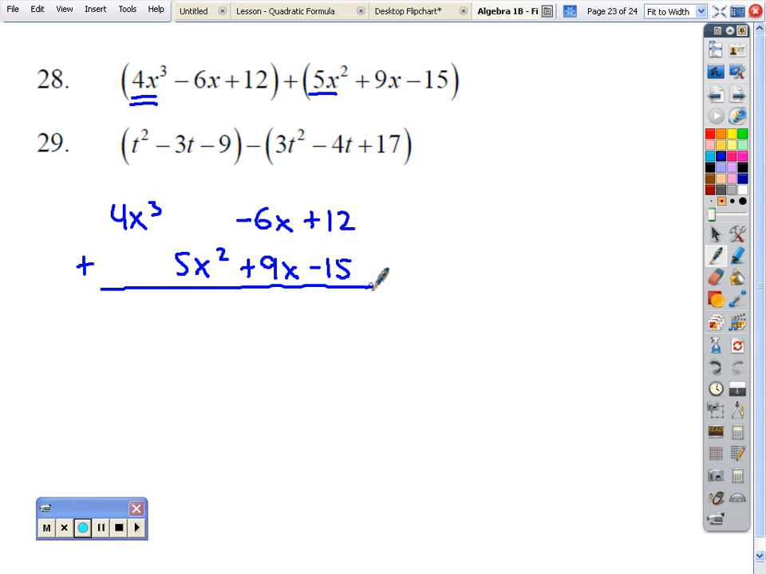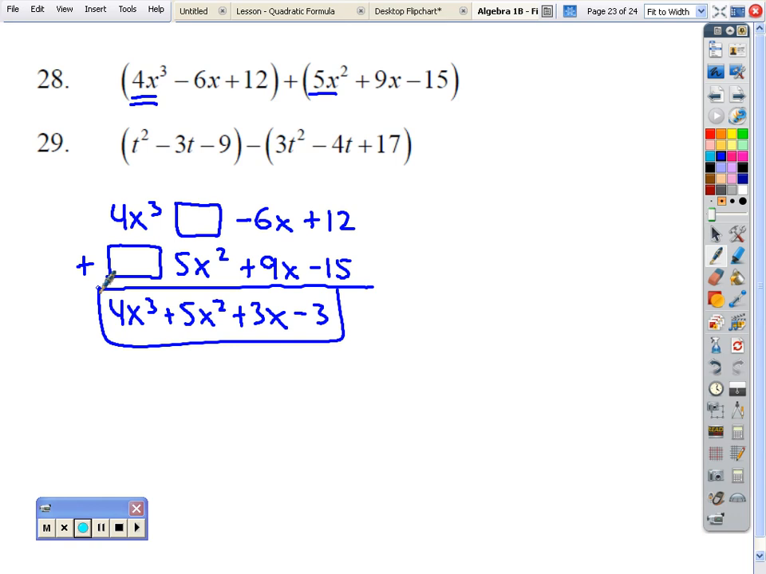Okay, I kind of have a blank here because I have no x squared in that term, and just like I have no x to the third in this term. Okay, so when I add them up, I have this. I have 4x to the third plus 5x squared. We have negative 6x plus 9x, which gives me plus 3x. And we have 12 plus negative 15, which gives me negative 3. And that is the correct answer for 29. I'm sorry, that's for 28.